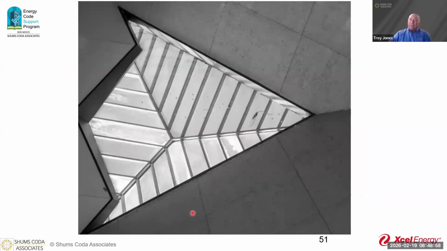So here's one. In New Mexico, would this require daylight responsive controls? Now, this is a wall going up. So you have a wall going up to a skylight with a glass wall there. Do we need to have daylight responsive in here with these two meeting like that?